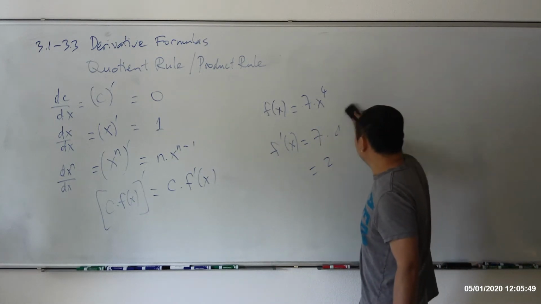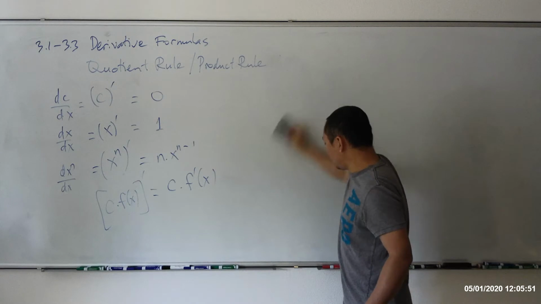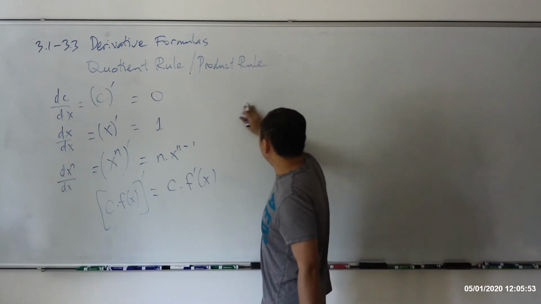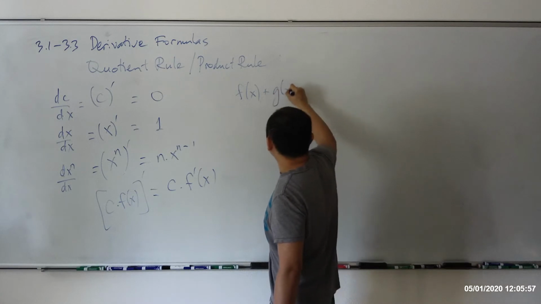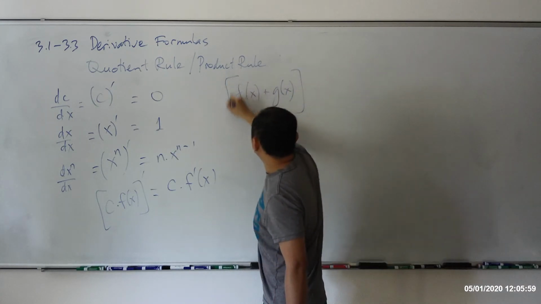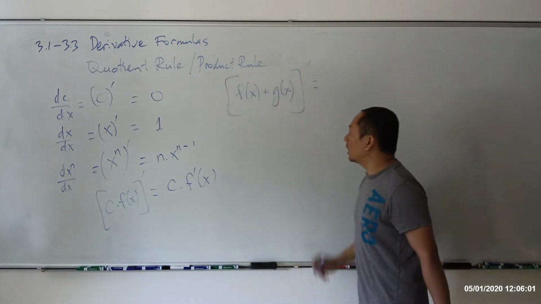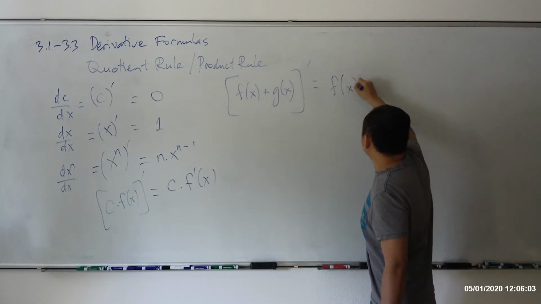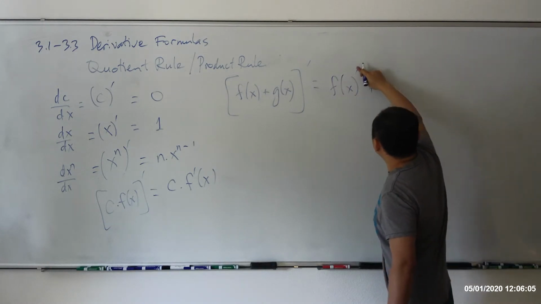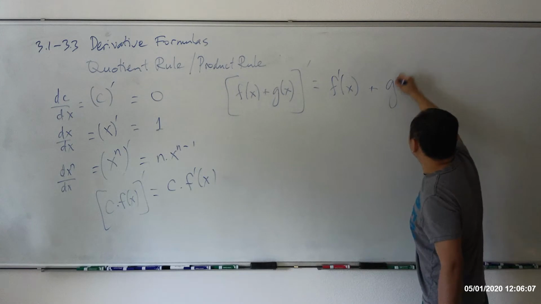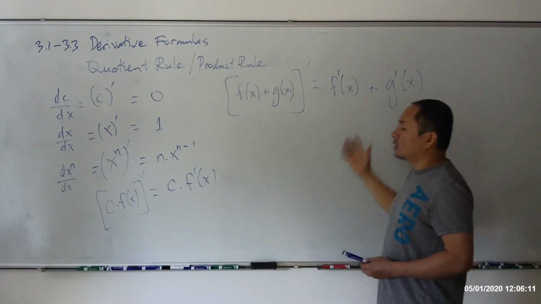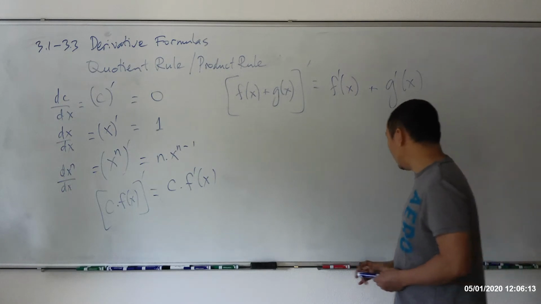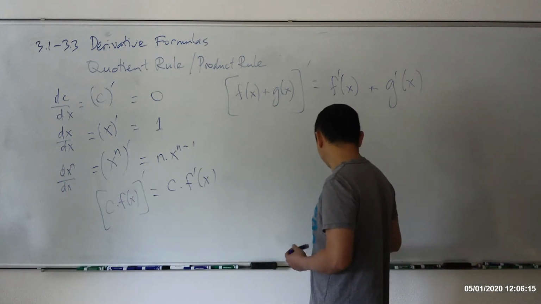Okay. More formulas. Derivative of the sum, f of x plus g of x. Whenever you take the derivative, it's going to be the derivative of each function. Derivative of the sum equals the sum of derivatives. And same thing if you have subtraction.